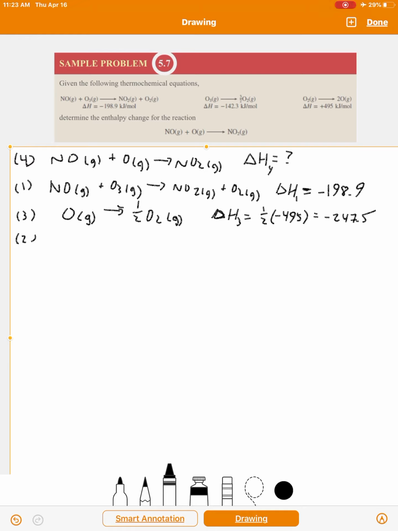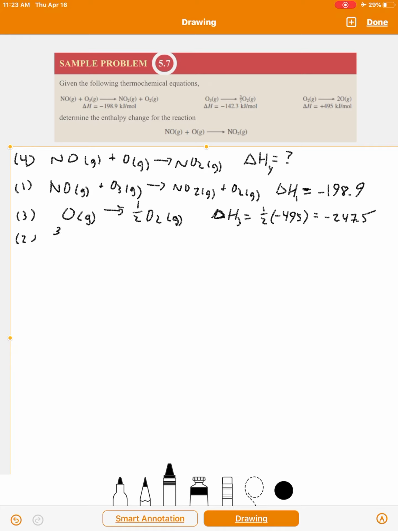So what I'm going to do is I'm going to look at equation 2. It has O3 as a reactant. If I were to add equation 2 to equation 1, we'd have two O3s. But I don't want O3 at all because equation 4 doesn't have O3. So I'm going to reverse equation 2. If you reverse equation 2, that'll put O3 on the product side. And then when you add the three equations together, the O3 will cancel.